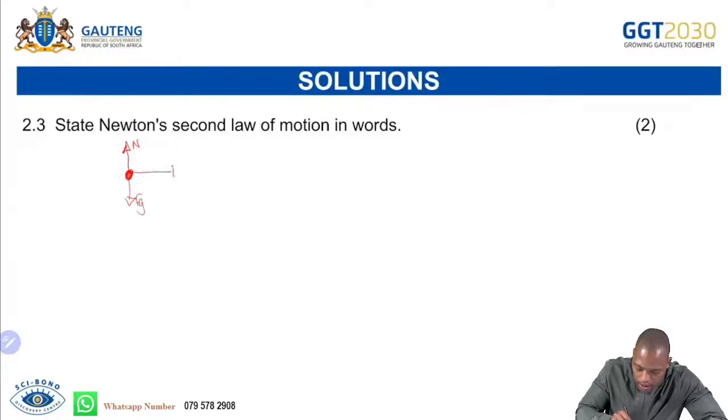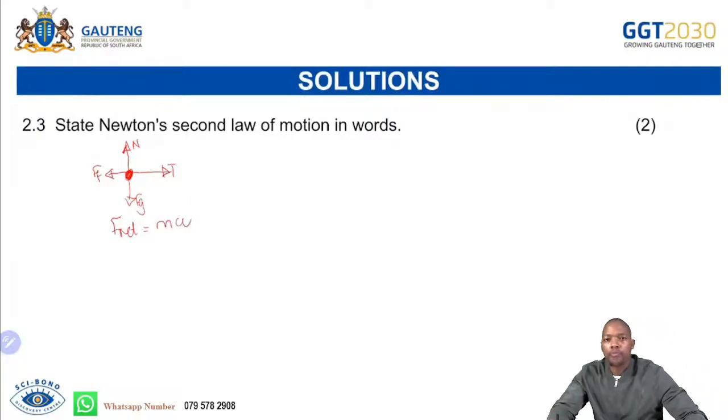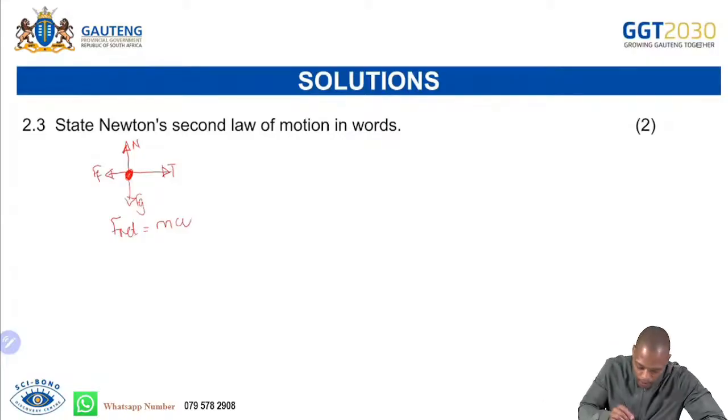FG, and then T, and then you're going to have FF. Then second step, we're going to write F net is equals to MA. And then third step, what is my F net? And where do I get the answer? From the free body diagram, the horizontal forces. So I'm going to say my F net is made up of what?